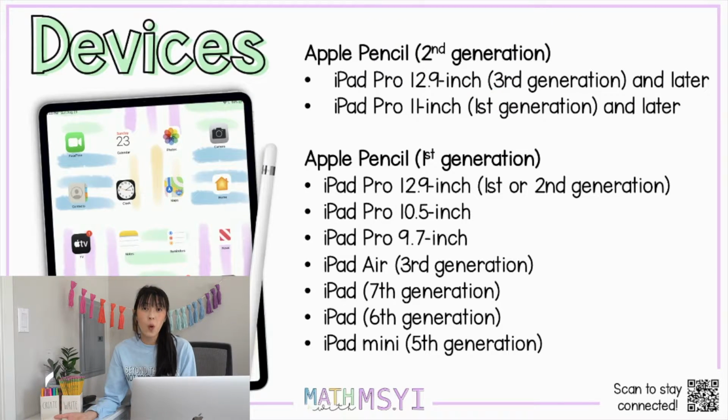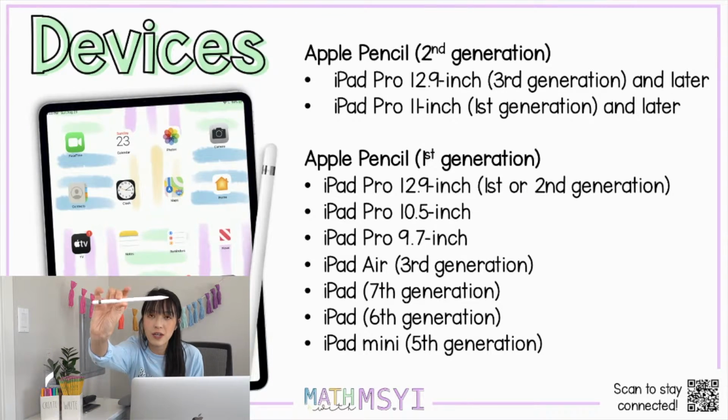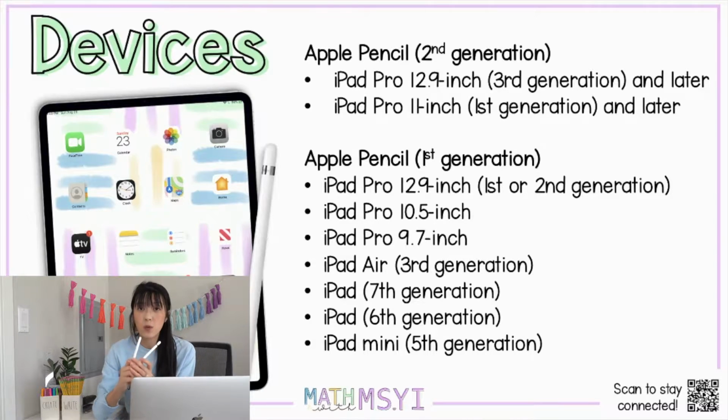So what do you need in order for this to work? There's currently 2 versions of the Apple Pencil. So this is the first generation. It's a little more circular, it's glossy, and has a removable cap here for the charge. This is the Apple's 2nd generation pencil. It's matte, it has a flat bed right here, and it charges by attaching magnetically to the iPad.